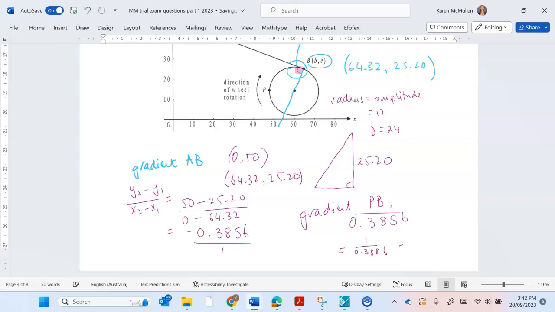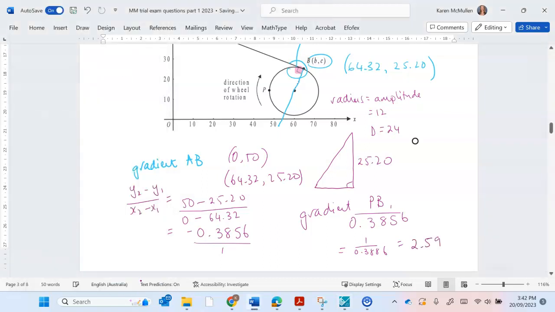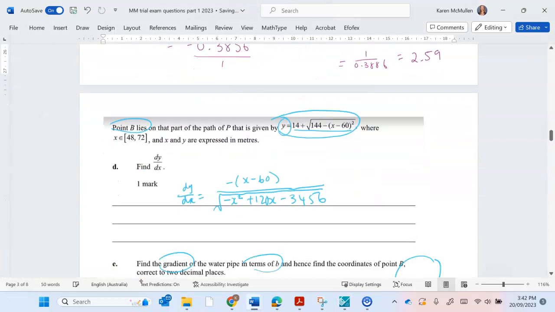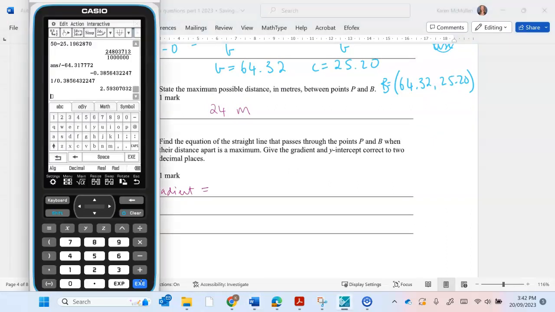And clearly we don't leave a decimal in a fraction, so we're going to go 1 over, and we can just drag this. So 2.59. All right, so that's our gradient. Put that down here. Forgotten it already. 2.59.